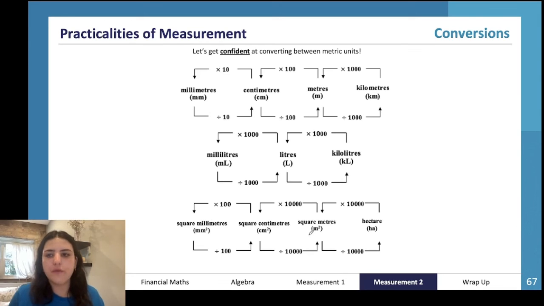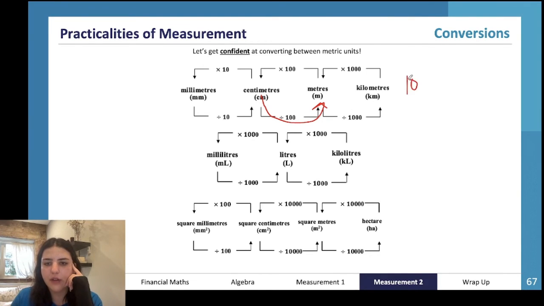Okay. So first you want to get confident at converting between metric units. I had something that looked exactly like this on my summary sheet, just drawn in pen. So you want to draw these little conversion tables. This tells you that to get from centimeters to meters, we need to divide the number by 100. Now you might say, why are you dividing? It should be bigger, right?